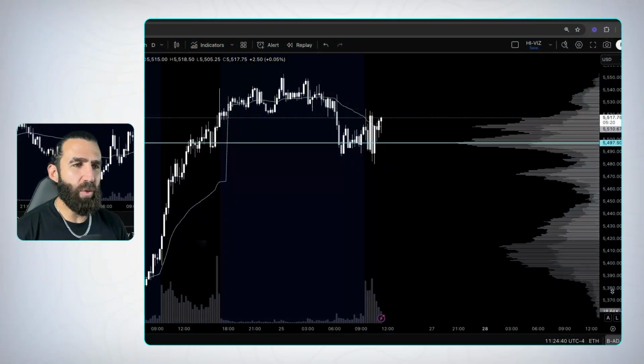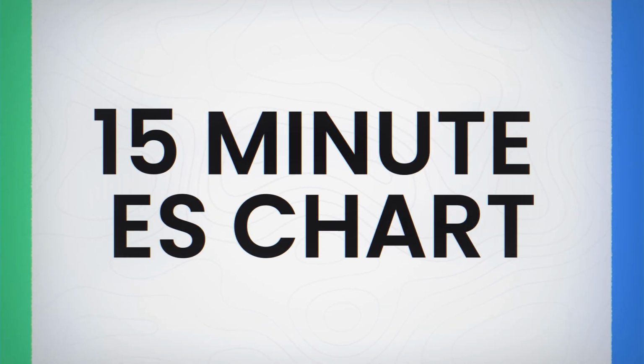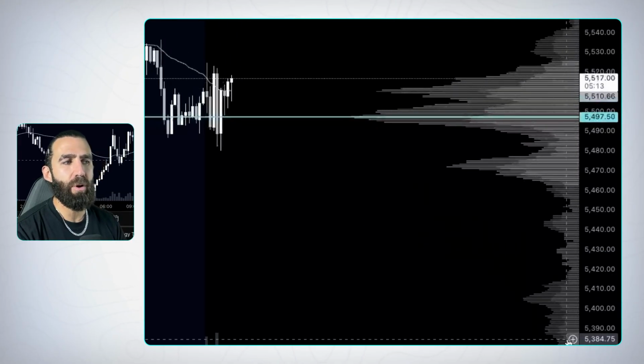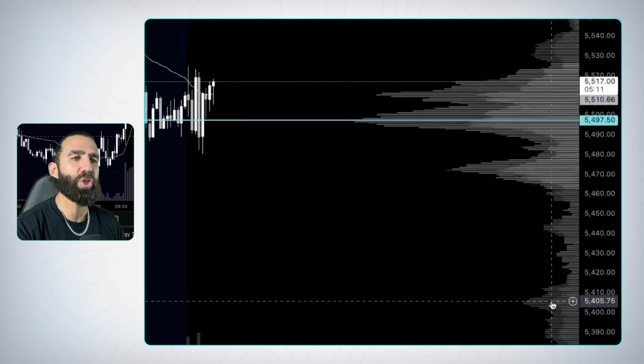Now that we're on the chart here, this is the 15-minute ES chart, but what we are looking at here is the volume profile. Now, there's a number of different volume profiles. I'm going to talk about the two that I use.